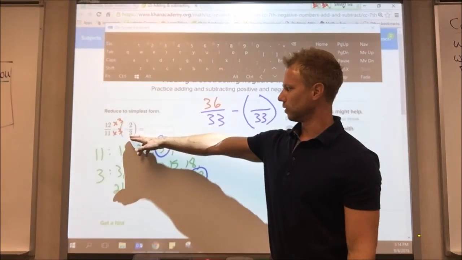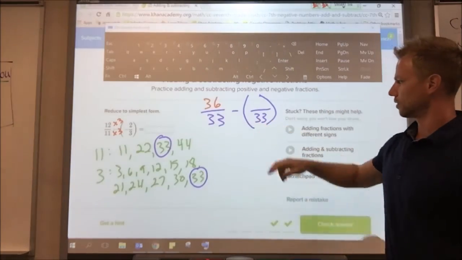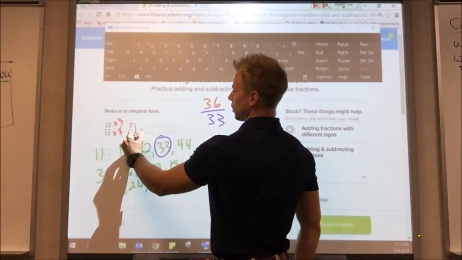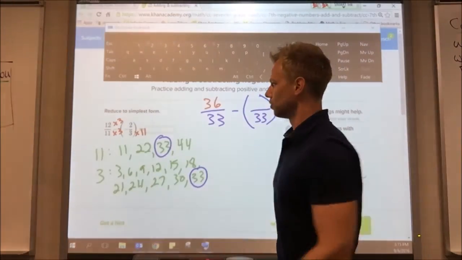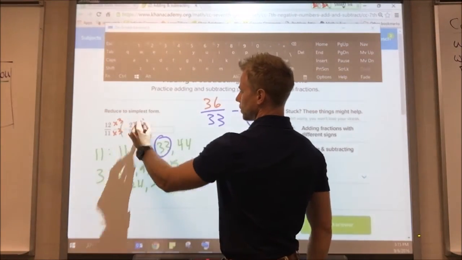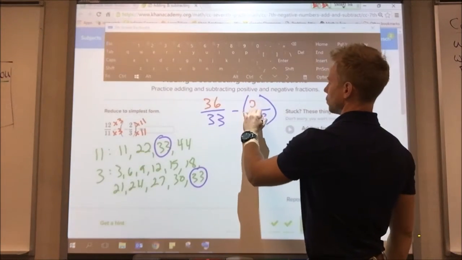And I do the same thing with the 3. 3 times what is 33? Well, that would be times 11. So what I do to the bottom, I have to do to the top again. So 2 times 11, which is 22.